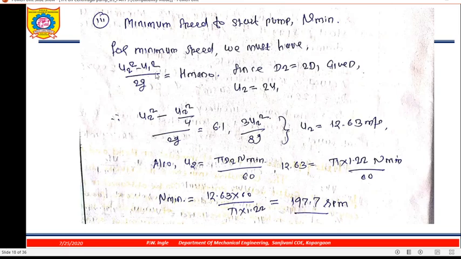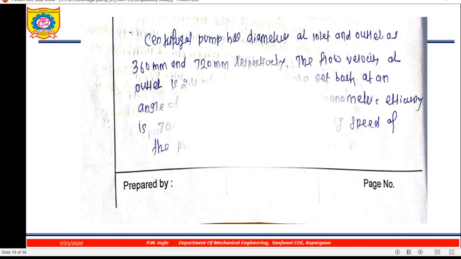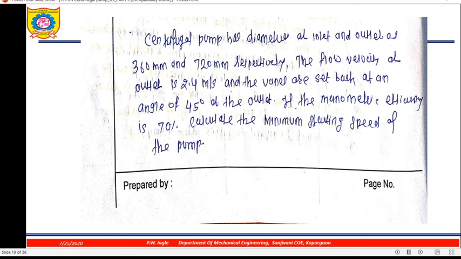So for minimum speed, U2 square minus U1 square equals g H manometric. Now D2 is equal to 2D1 and therefore U2 equals 2U1. So by putting this, U2 equals pi D2 N minimum upon 60. So we are getting N minimum as 197.7 rpm. Similarly you can solve this problem also.